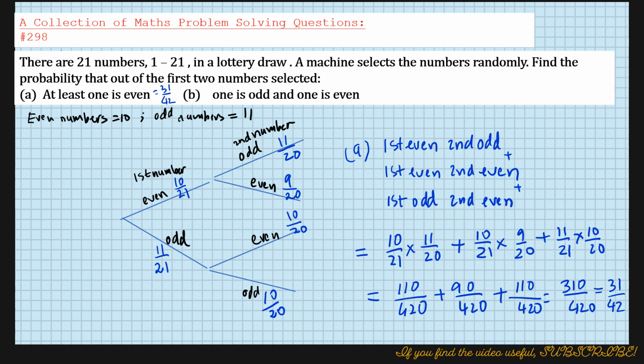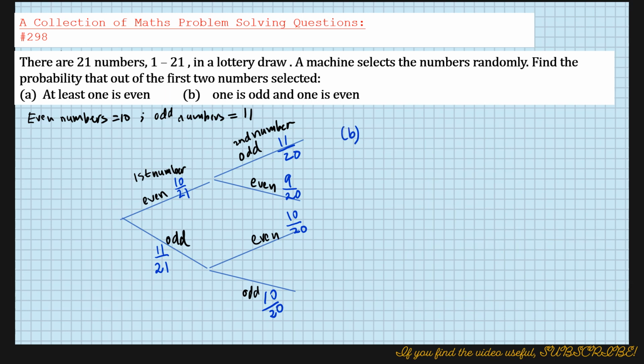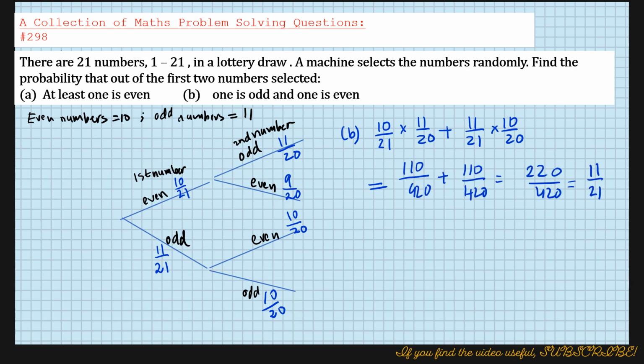And the second part, they're asking for one odd and one even. So we have to do the even and odd, and the odd and even. We ignore the other two cases. So we write down even and odd, 10 out of 21 times 11 out of 20, plus 11 out of 21 times 10 out of 20, and that would give us 11 out of 21. So that's the answer to both parts.